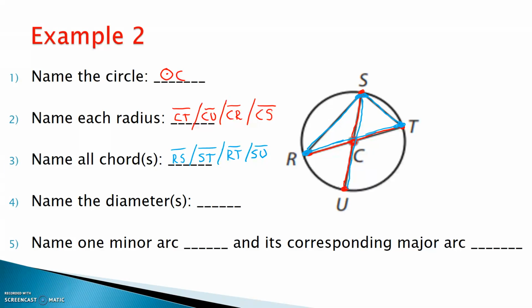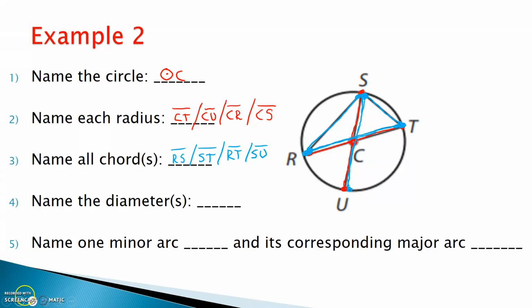Now, chords. This one was a little tricky for me for a second. The obvious ones are from R to S, and then from S to T. But don't forget, it's only connecting 2 points on the actual circle. And then there's also from R all the way across to T. I know we sometimes say that's the diameter, and you're right, it is, but it's also what we call a chord. Same thing from S to U. It crosses through the center, but it's connecting 2 points, so we technically call that a chord as well.